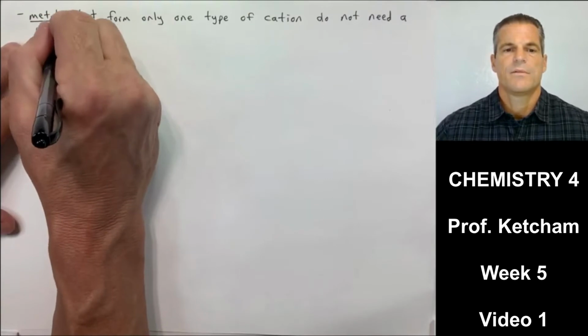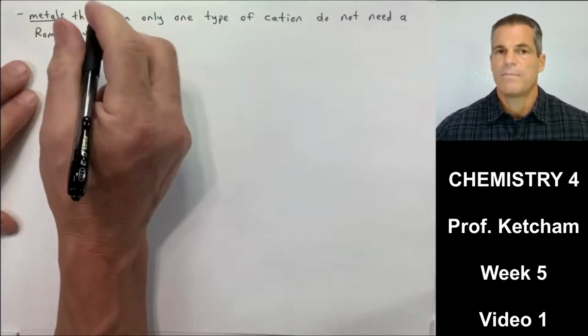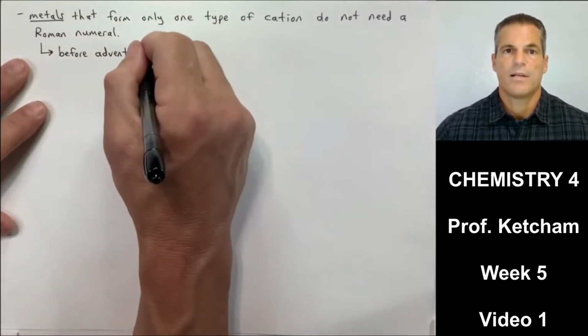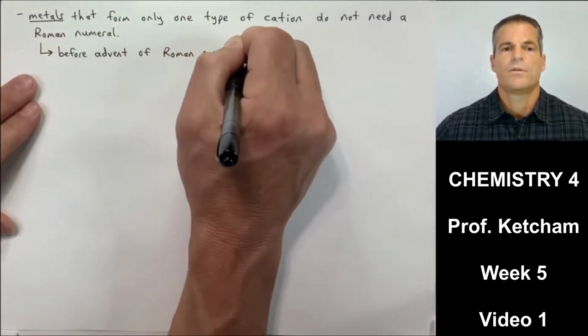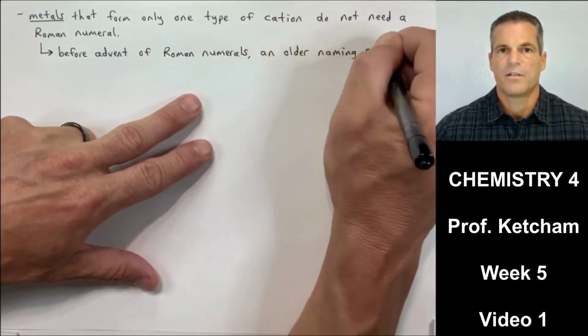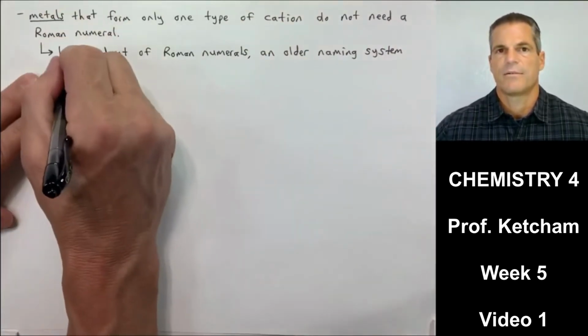But metals that form only one type of cation, for example, group 1, Na+, Li+, K+, we don't need to use a Roman numeral for those because the charge is already understood. That's the only charge it can have.